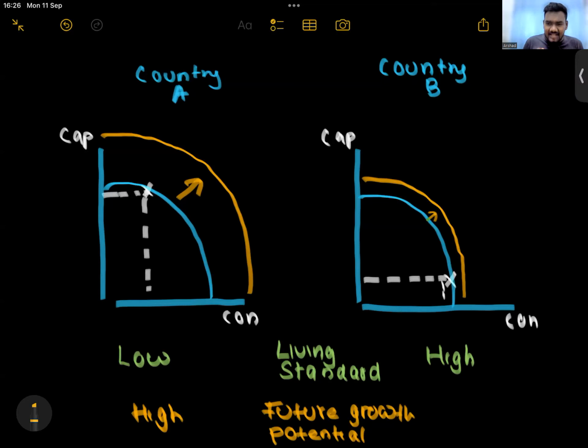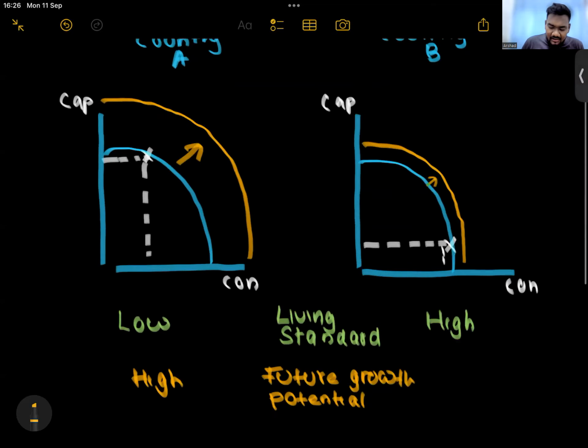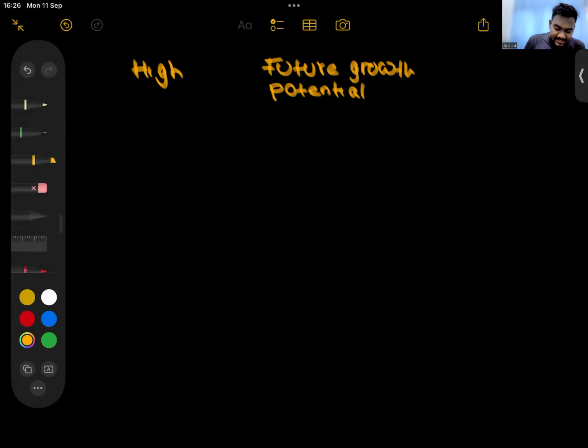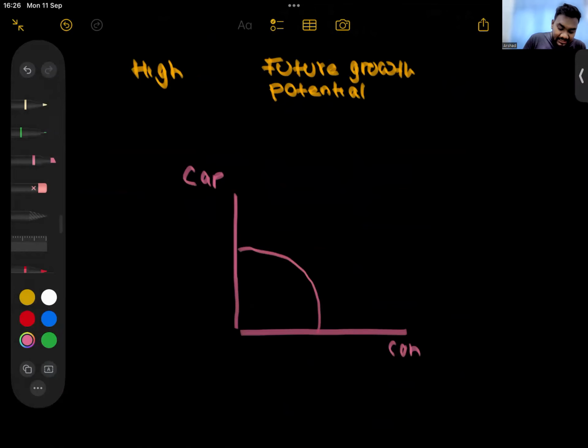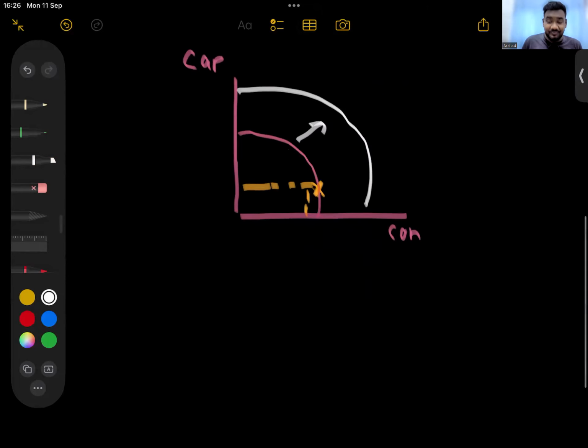Okay. Shall I ask you a question? Can there be a situation where an economy, right? I'll draw a PPC again. Capital, consumer. Okay. Tell me, can there be a situation where a country currently produces a lot of consumer goods, right? They are not producing much capital goods. While doing this, can there be a situation where this economy also grows a lot? Can there be something like this?